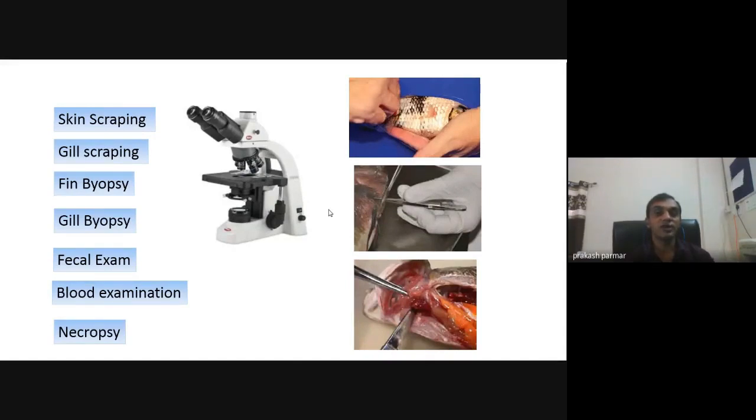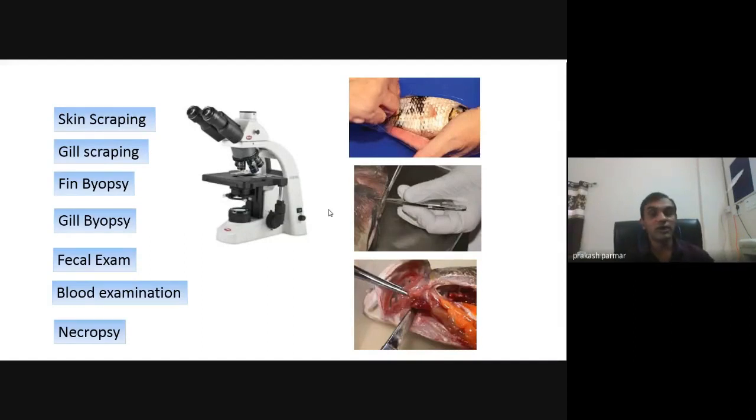Then collect the fecal matter from the environment, and then observe the collected fecal sample in the microscope. Then take the blood and examine the blood, and if the fish has died, then we can go for the necropsy procedures. In the necropsy procedure, we can do internal organ analysis and identify anything present in the internal organs. So these are some of the common practices we can do.